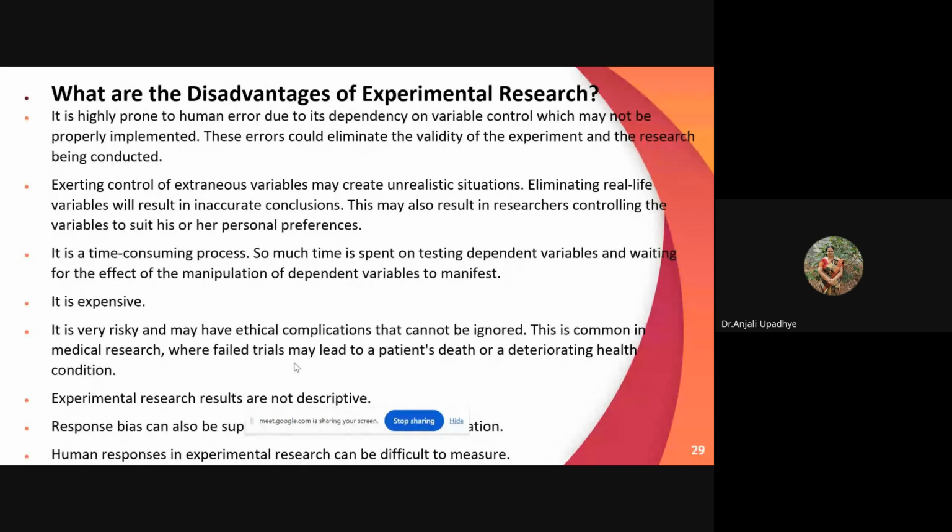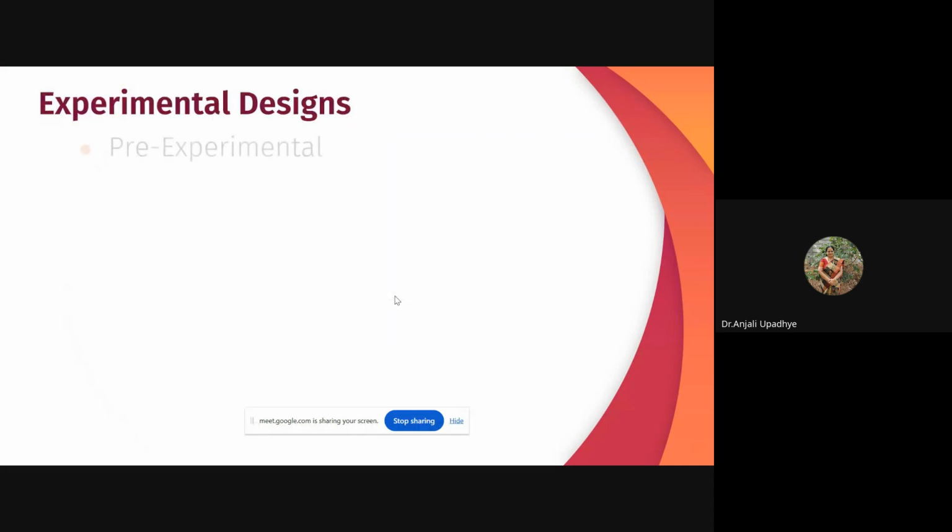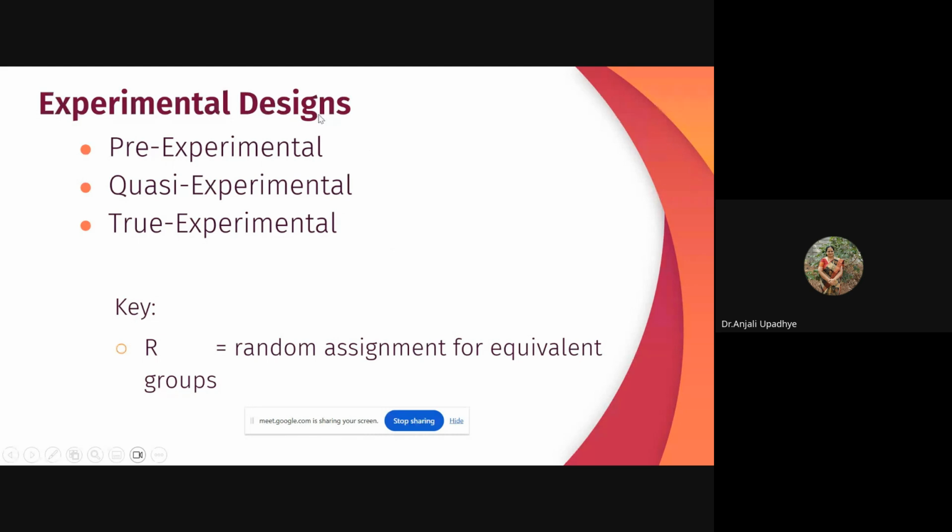And response bias will come. It is a major disadvantage of experimental research, because if we are not getting any response, then our experiment is going to fail. So in this way, experimental research designs are considered a standard research design, because they give the ability to control extraneous variables. Sometimes they give us the cause-effect relationship between the variables, and it is very important in a research design. So first of all, there is a random assignment of the equivalent.